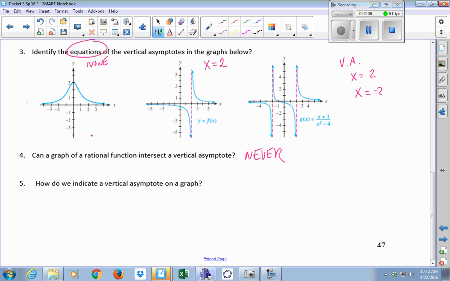And how do we indicate a vertical asymptote on the graph? With a dotted line, a dotted vertical line. Okay, so that was what we did on Wednesday. So let's take a look at today's material.